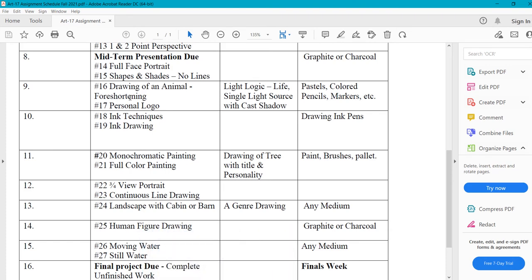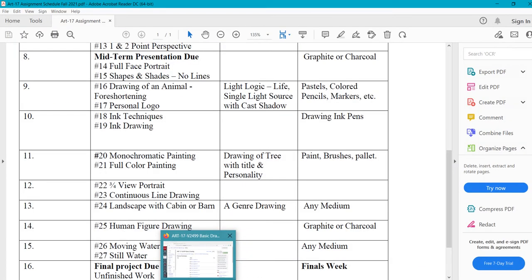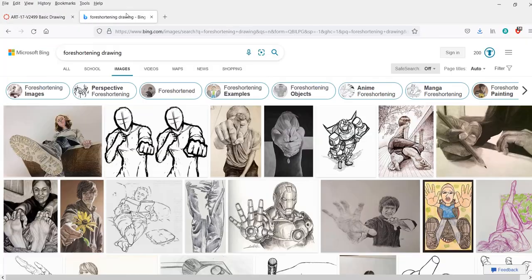And then we'll talk about personal logo and light logic later in the week. So let's go to, that's not what I want to go to. Let's see, I'm going to go to here.